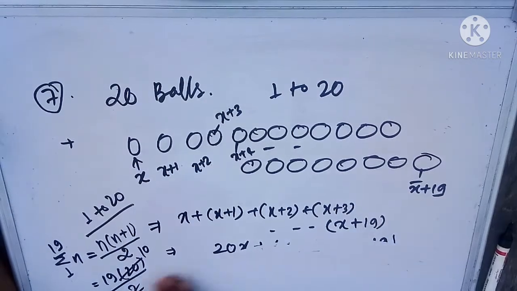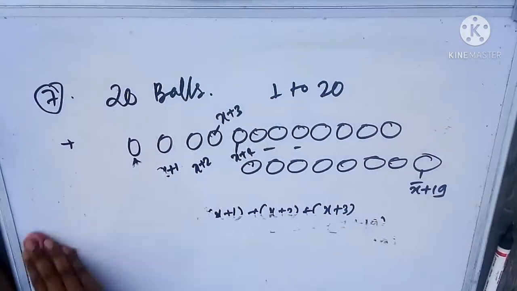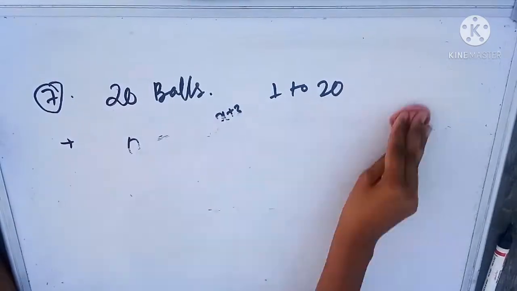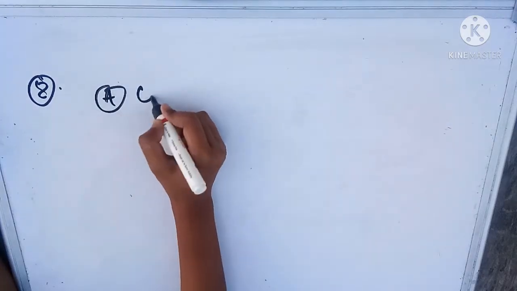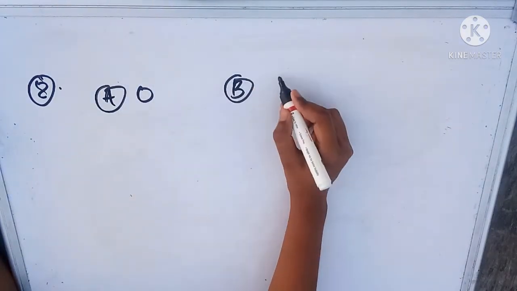The next question, question number 8, is: we have to pick the positive integer from the given options.